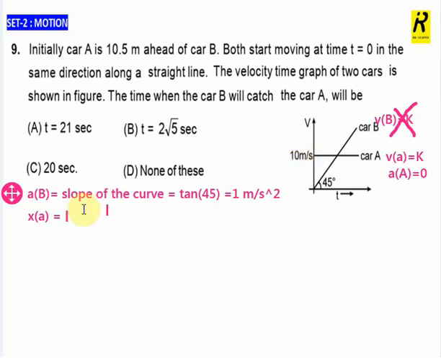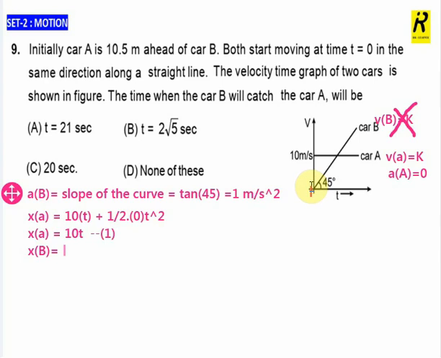So which is 10. So 10 into t plus half into the acceleration of car A, which is 0, into t square. Otherwise, write xa is equal to only 10t, only 10 into t you can write. So this is equation 1 I call. So next I find xb, so that is equal to, so it starts from 0.